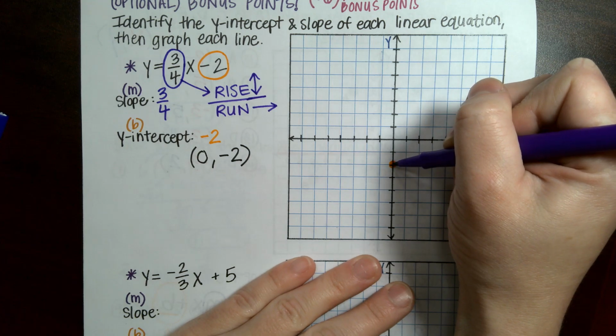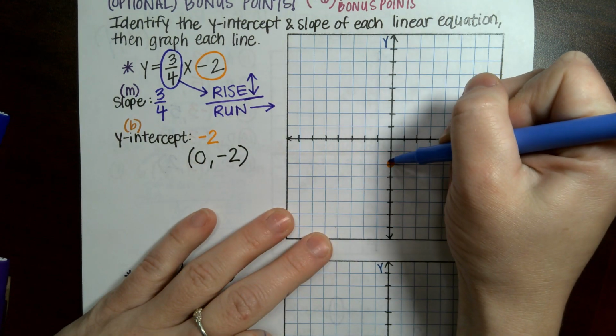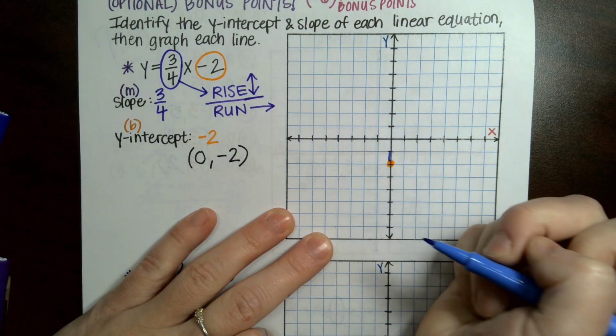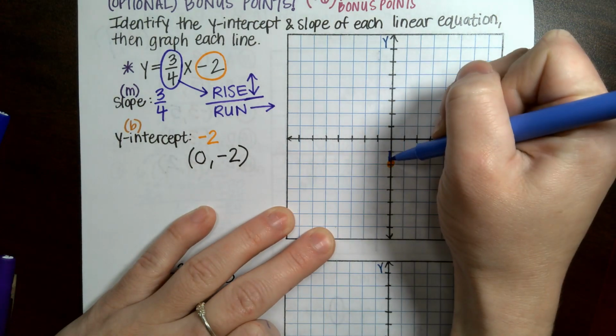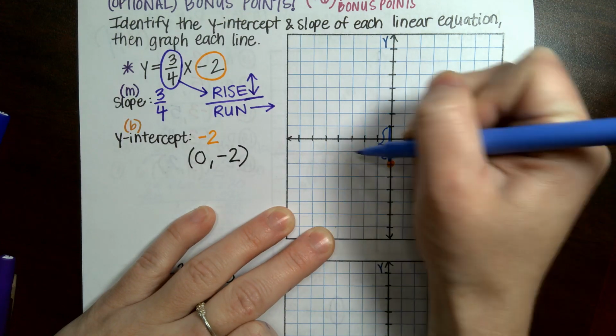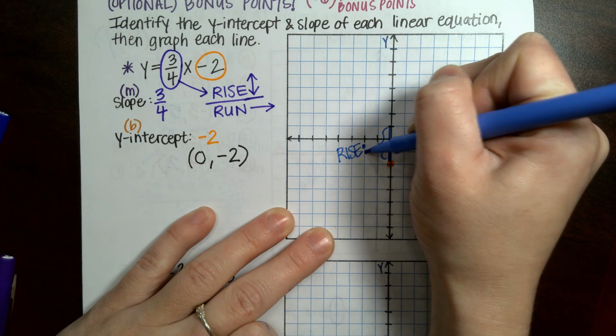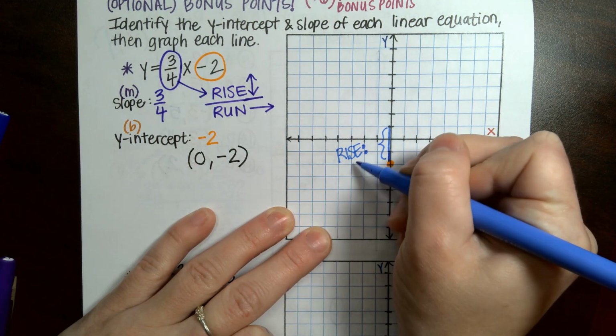So I'll start here, and I'm going to use blue to show you. And you always start at the intercept, right? Always start at the intercept, yes. So I'm going to go up 1, 2, 3. This is my rise. You don't have to label that it's your rise. I'm just labeling it for you so you can visually see what we did.